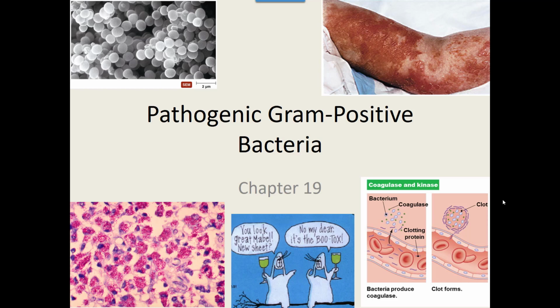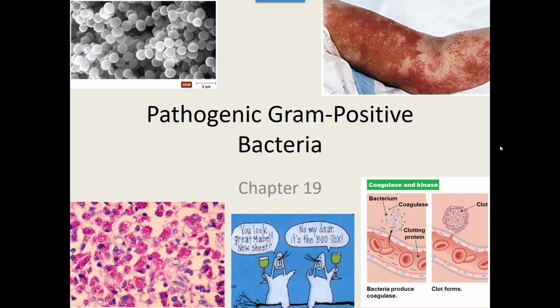So in this lecture, we're going to start looking at bacteria. Now, there are a lot of bacteria out there, and so these next couple chapters group them into gram-positive bacteria, gram-negative bacteria, and then our kind of unusual bacteria that get their own chapter. And so we're going to start with our gram-positive bacteria. Again, these are all the bacteria that can become pathogenic. They can cause problems for us.